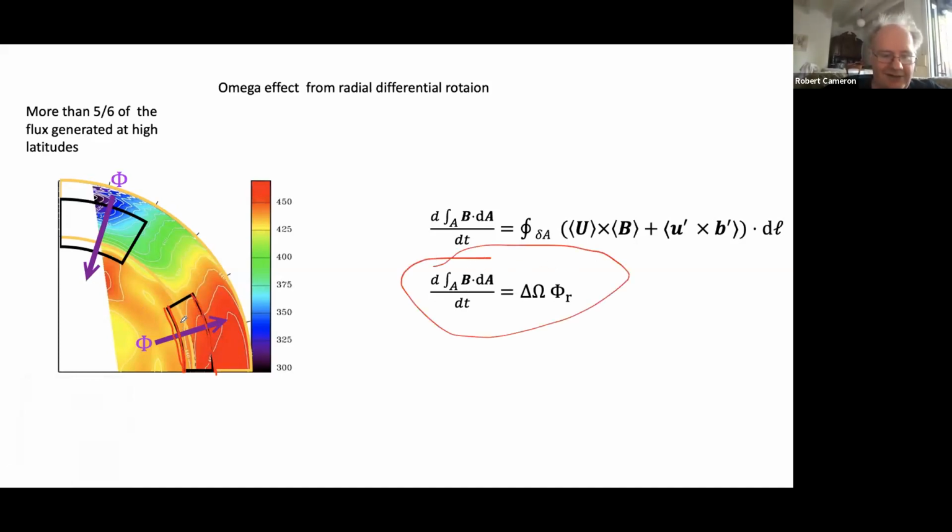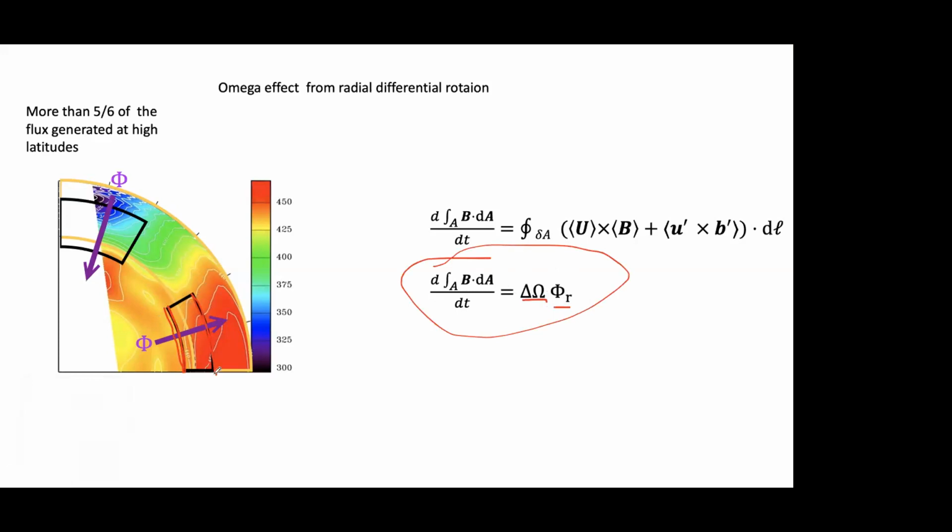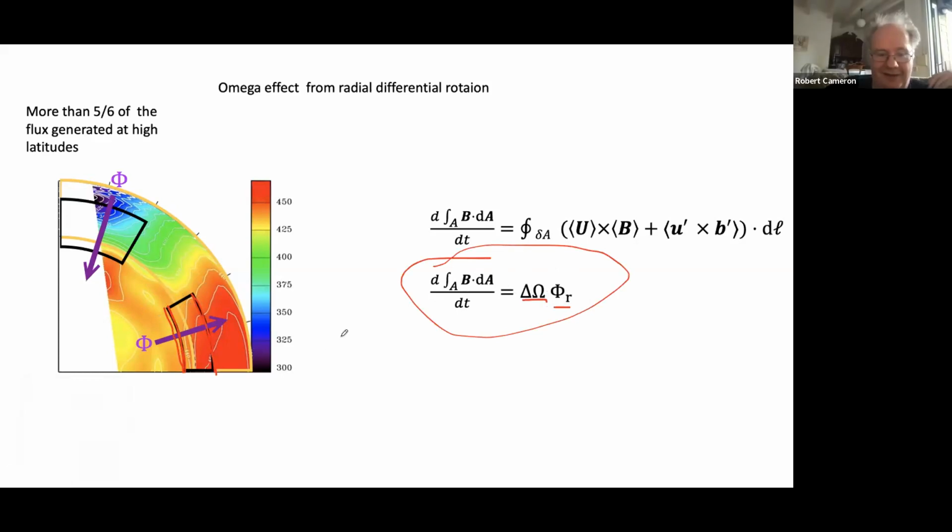If you want to know the change in the toroidal flux here, you need to know the difference between the rotation rate at the top and the bottom of this box times the amount of radial flux going through the bottom and therefore going through the top. Okay, I see. Yep. But that's all I'm saying. And I'm saying you've got a lot of radial shear here and very little radial shear here. So if you think your field lines are doing this, then you're going to be producing all your toroidal field at high latitudes, and you'll need to transport it.